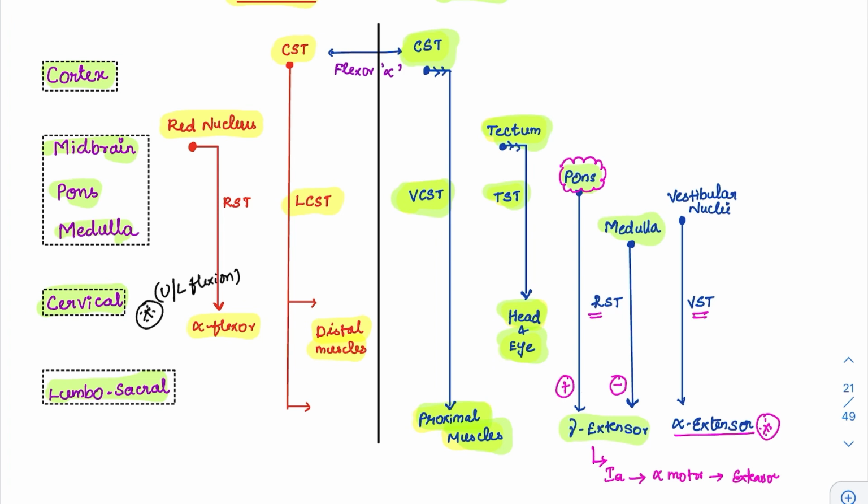Now two clinically important aspects are there. One is the Brown-Sequard syndrome, another one is the decorticate and decerebrate rigidity. We'll see them one by one, but remember these points. In the lateral tract, the red nucleus is the most important one, and in the medial tract, the pontine is the most important one. If you don't remember any of the other tracts, just remember these two tracts. We can then work out all the lesions in the brain, like the decorticate and decerebrate lesions.